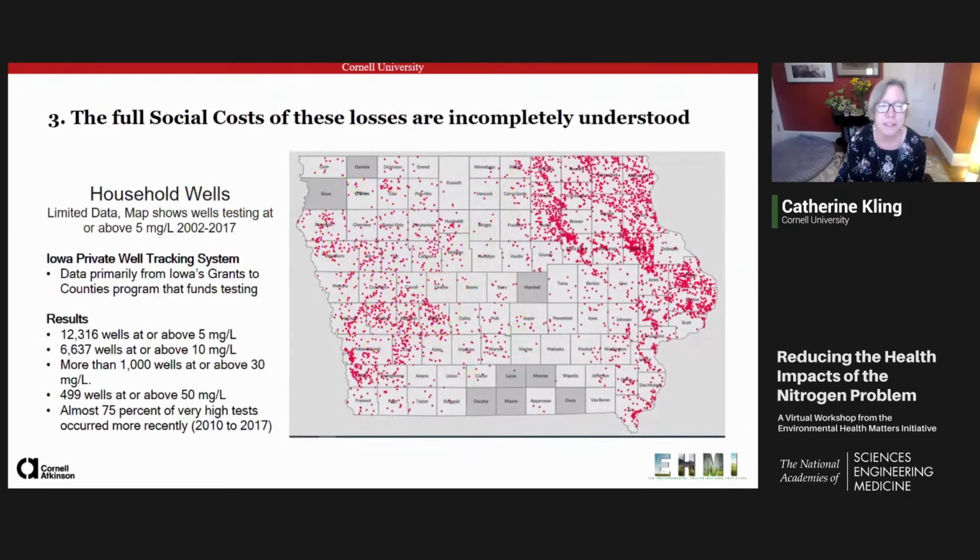We're going to hear a bit more about this shortly from Alina, but we heard about some of the costs of those nitrogen losses. This is a picture that was shared just from the state of Iowa, where there is some data availability on private wells from Iowa's Grants to Counties program. The data collected there is represented here with each of those red dots being a well which had nitrogen levels tested at or above 5 parts per million. Of the 12,000 that you see dots for, about half of those wells are indeed testing above the 10 parts per million, which is the health standard set by the Safe Drinking Water Act. Next.